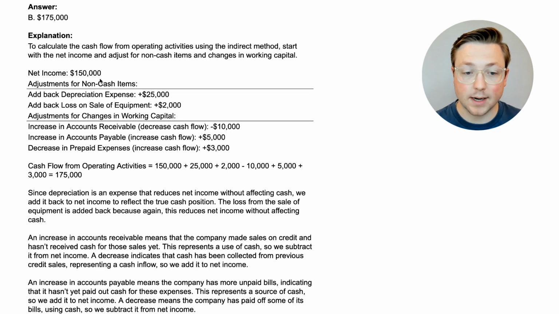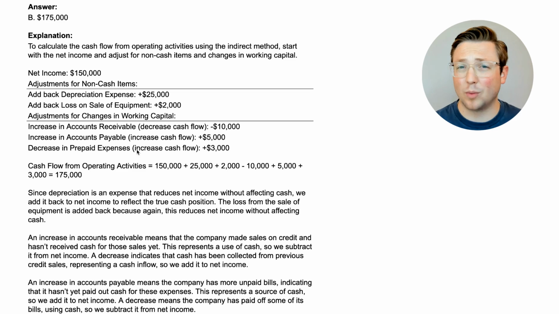So you take the net income, you adjust for non-cash items, and we'll talk about each of these in more depth. You add back the depreciation expense, and we'll talk about why you do that. You add back the loss on the sale of equipment, and then you decrease the cash flow based on the increase in accounts receivable. You increase the cash flow based on the increase in accounts payable, and you increase the cash flow based on the decrease in prepaid expenses.